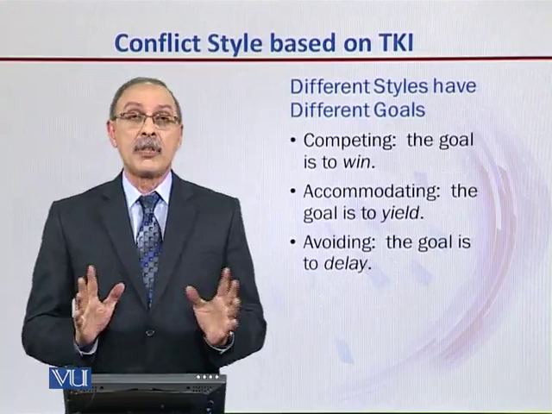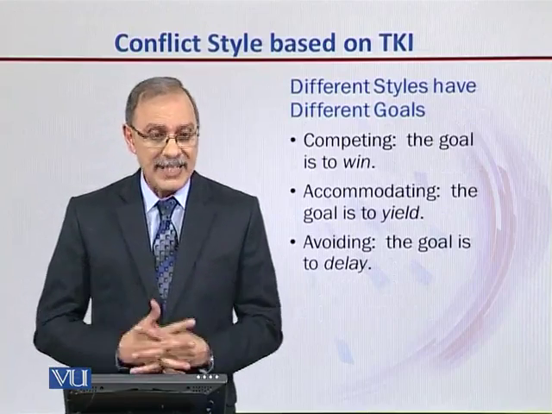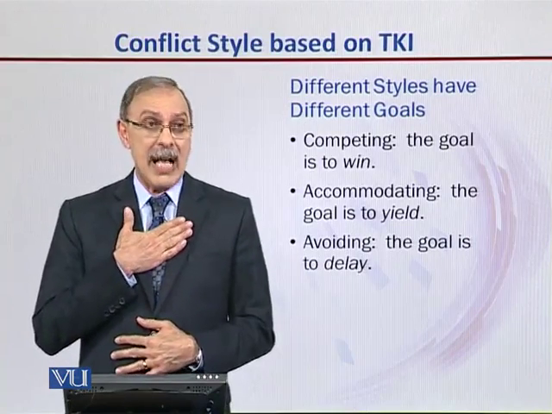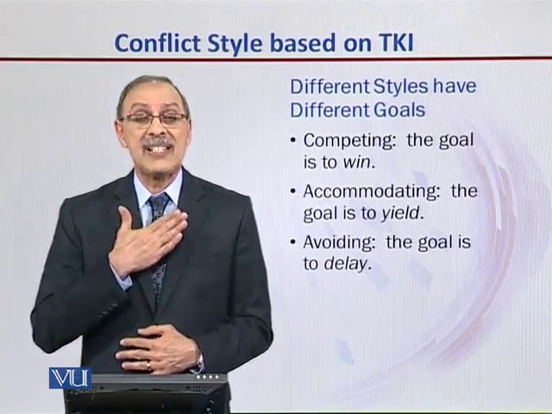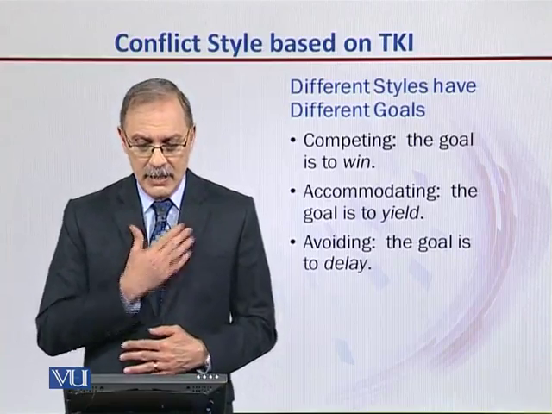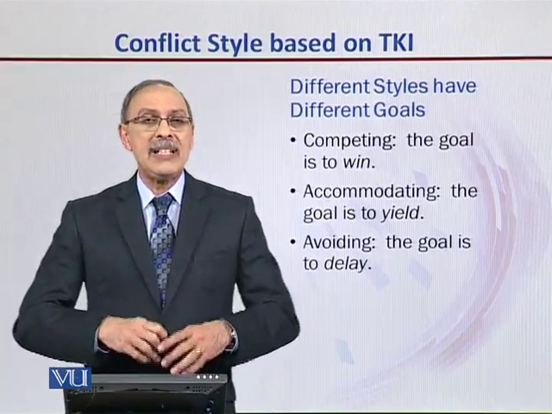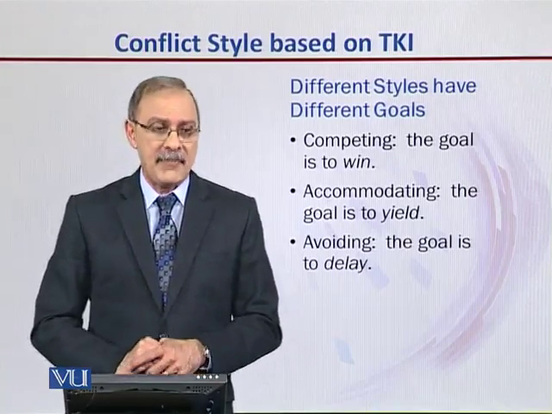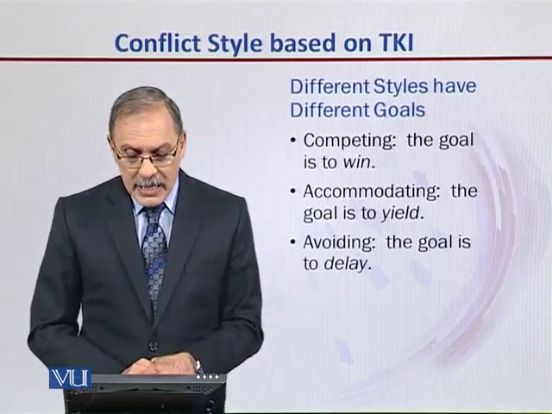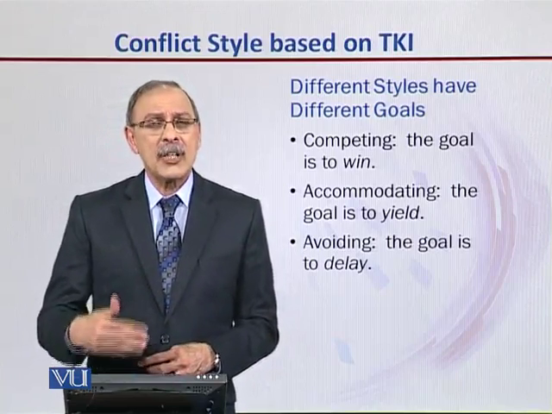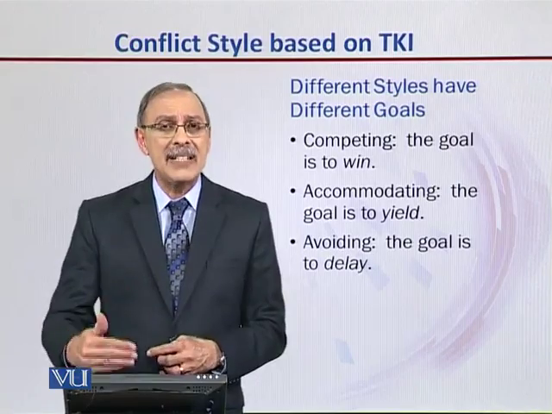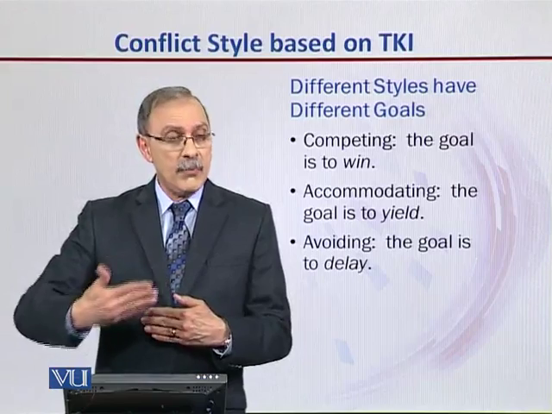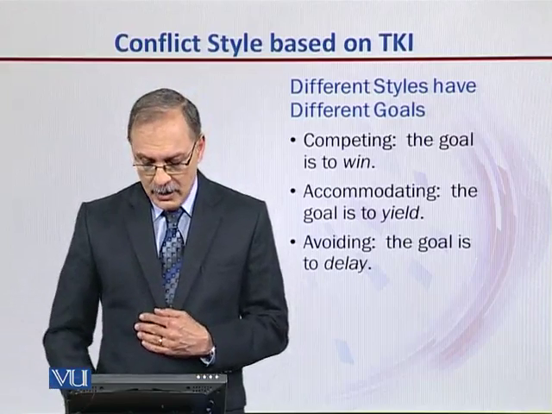Different styles have different goals. What are the goals for each of the styles? Competing, the goal is to win. I'm competing because I want to win. I need to see success for myself. Accommodating, the goal is to yield. I yield, I give up, I let you take the benefit and the win. Avoiding, the goal is to delay. Not today, tomorrow, after the weekend, later, some other time. You delay, you procrastinate the resolution or management of the conflict.